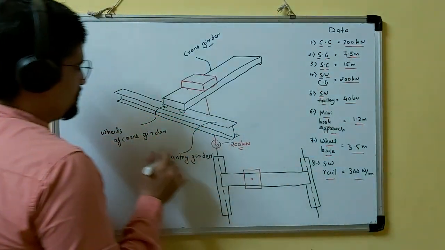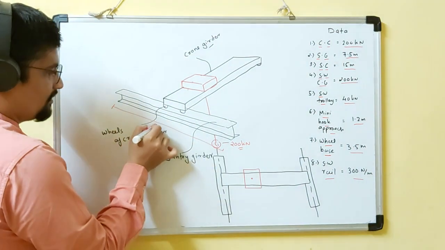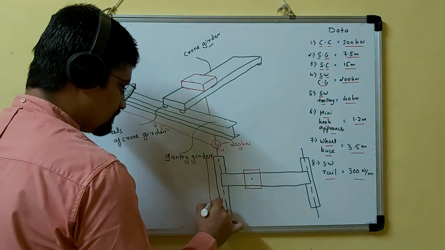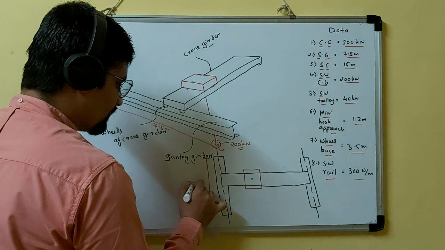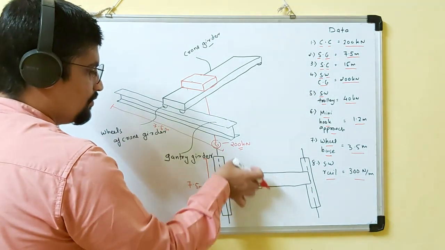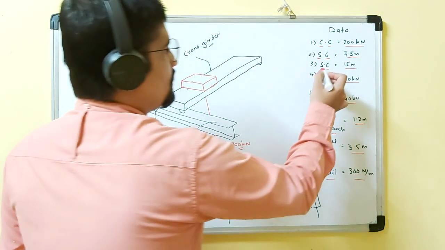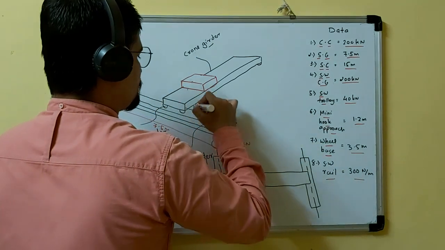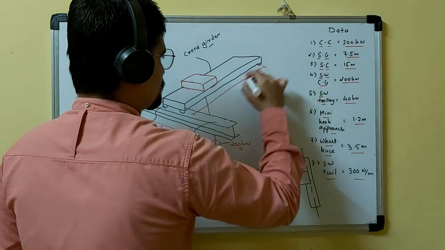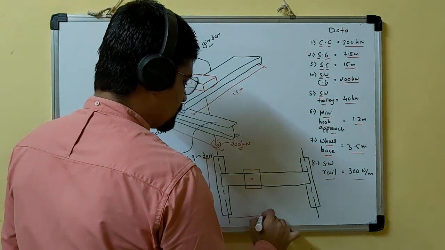Span of gantry girder means this is the gantry girder. So from here to here, its span is 7.5 meter. In this figure it is like this. This is gantry girder, this is 7.5 meter. Okay. This is crane girder. The crane girder will move in this direction, and the trolley will move in this direction. Span of crane girder: the crane girder span from this portion to this portion is 15 meter. Here I can show you like this. This is the span of crane girder.